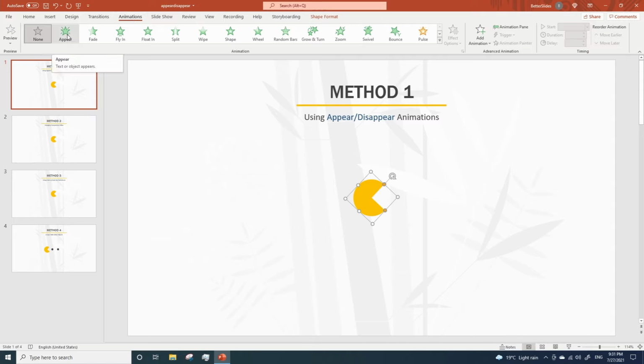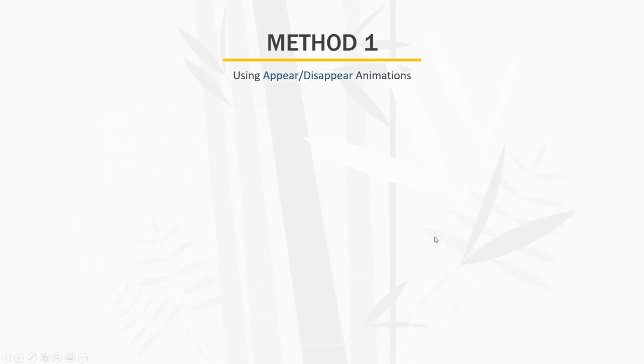Here we have the appear animation, so we just need to click on it, and now it has been assigned to our object. Now, if we open the presentation, we can see that our Pac-Man is not visible, and that's because we assigned an appear animation that triggers on click, which is the default trigger for all animations in PowerPoint. So as soon as we click, there you go, Pac-Man shows up.